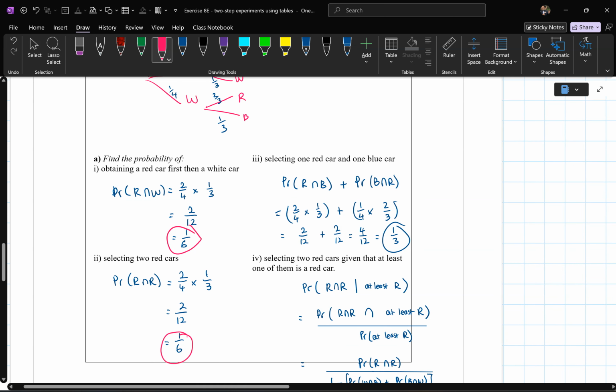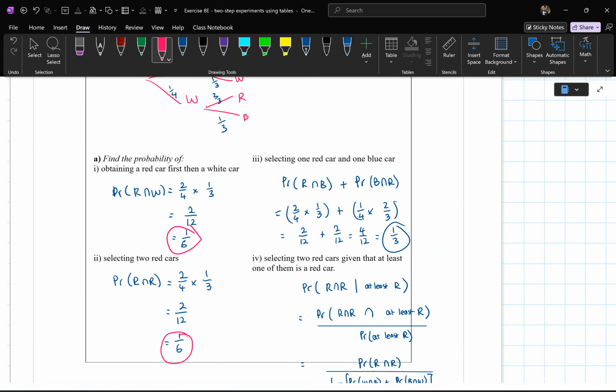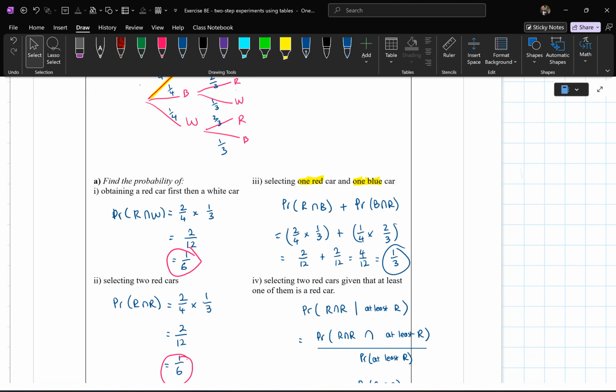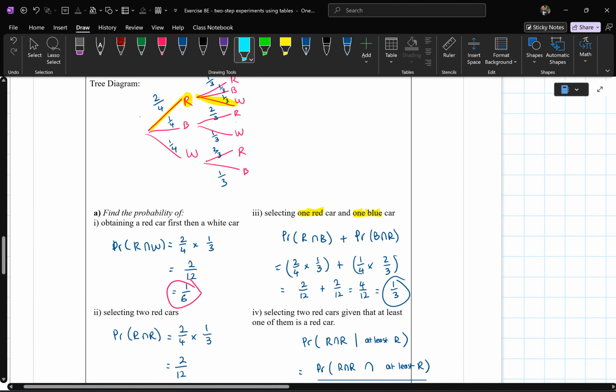Selecting 1 red car and 1 blue car. Why did they say 1 red and then 1 blue? It's because they're trying to tell you the order doesn't matter. They're saying that you can get the red first, then blue, or you could get blue first, then red. So that was a hint that these were the 2 ones that they wanted, a blue-red or a red-blue. There were only 2 branches that would have given you that.